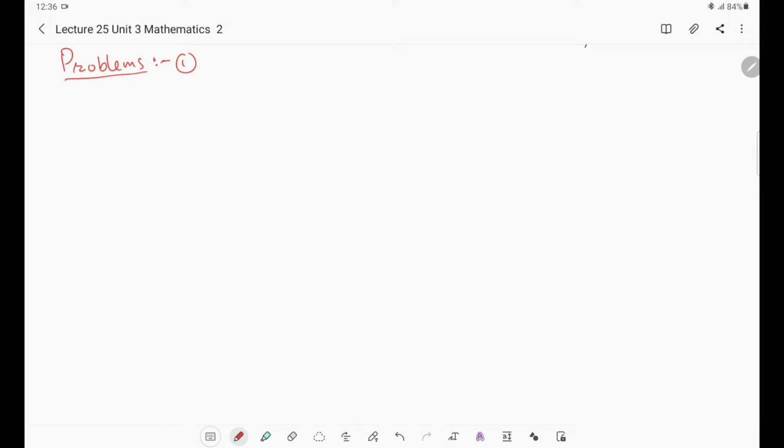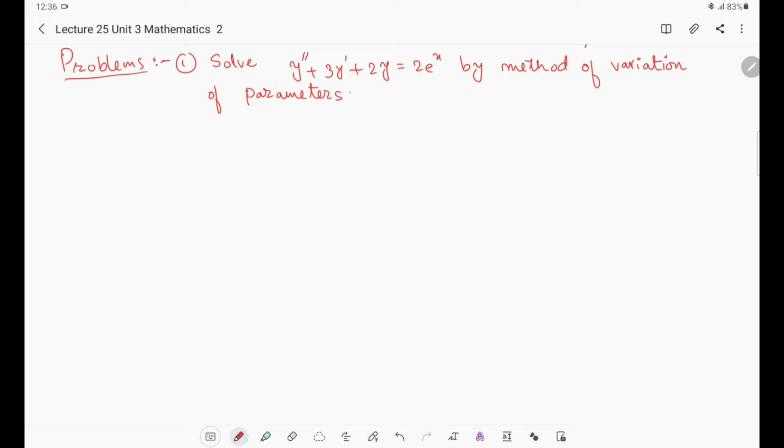under these problems, the first problem is: solve y double dash plus 3y dash plus 2y equals 2 into e power x by method of variation of parameters, right. Now let us see how we have to solve this.